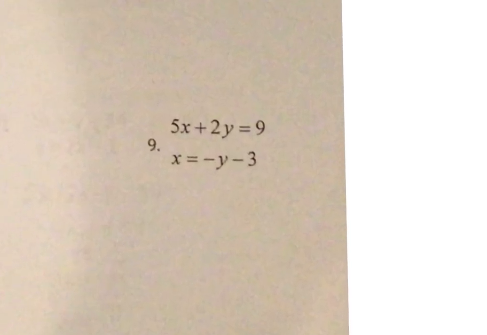Like I'm looking at number 9. So we have x equal to negative y minus 3. So x is negative y minus 3. I will take negative y minus 3 and replace it with the x. Get x is this, okay? So the entire x is now negative y minus 3.